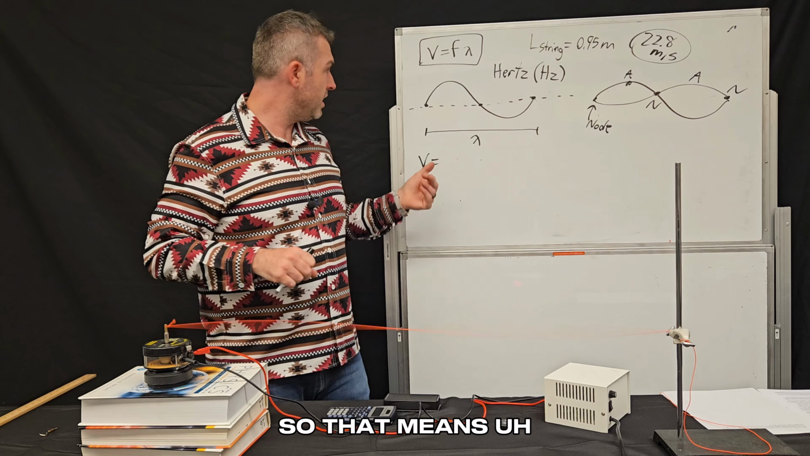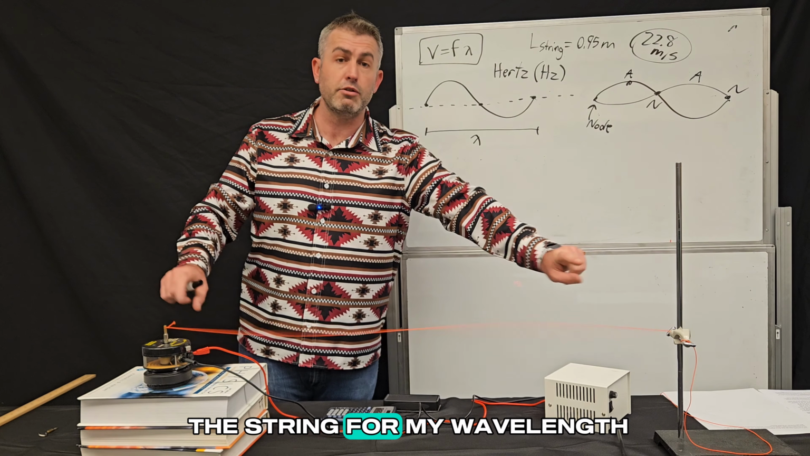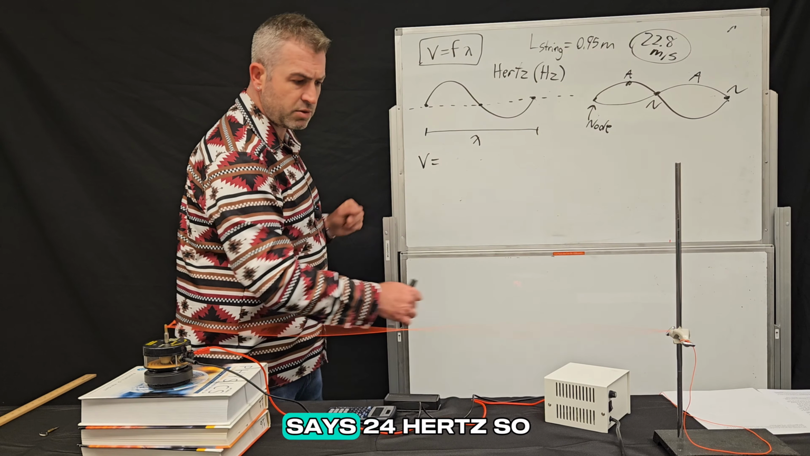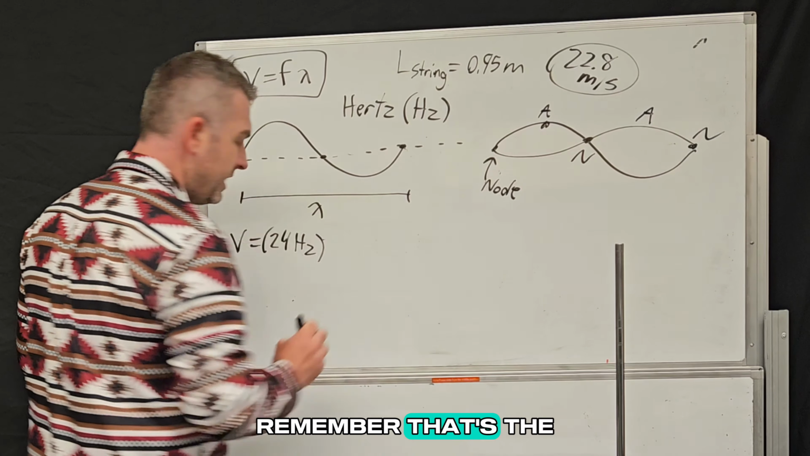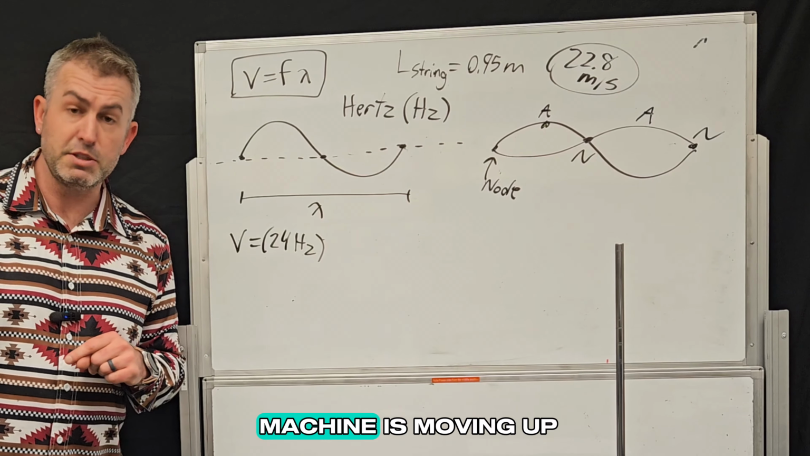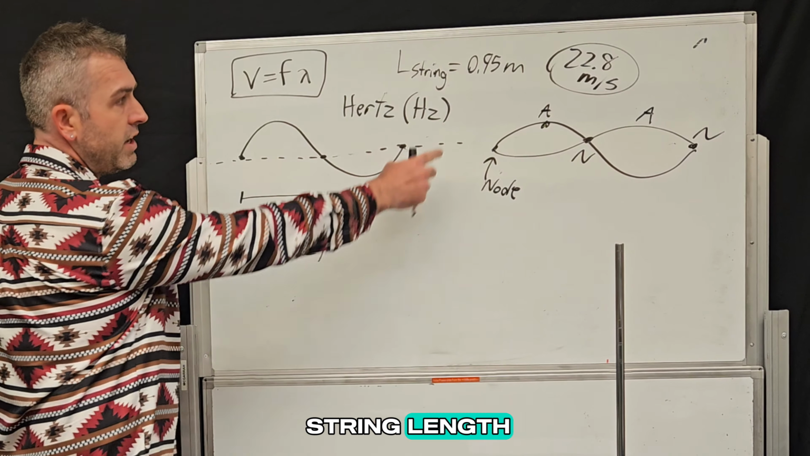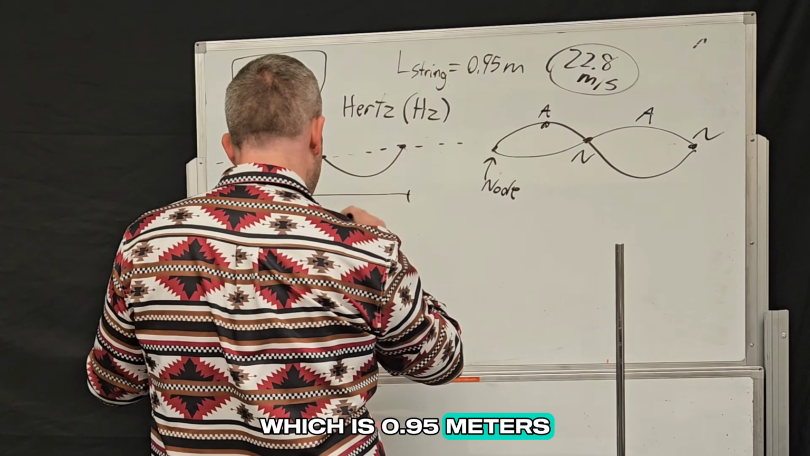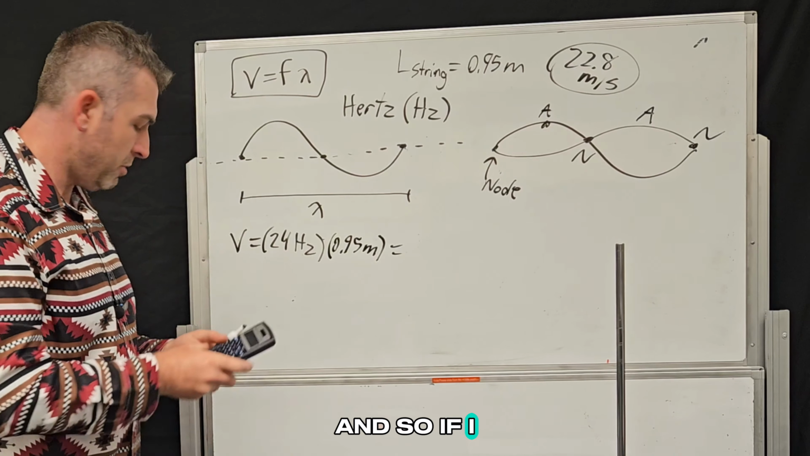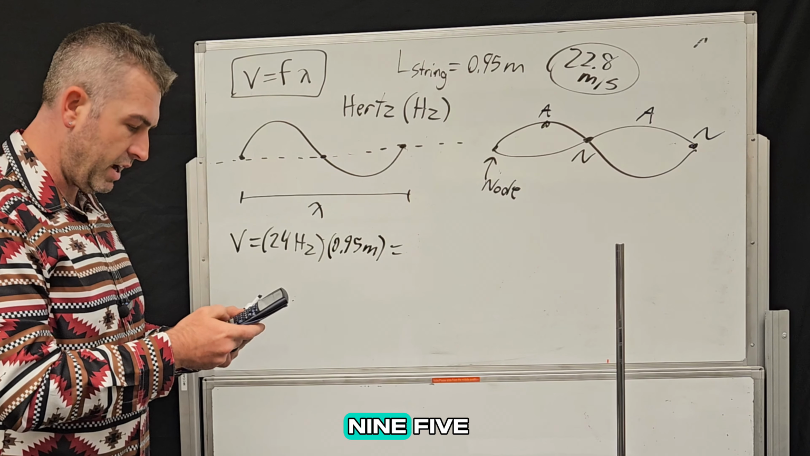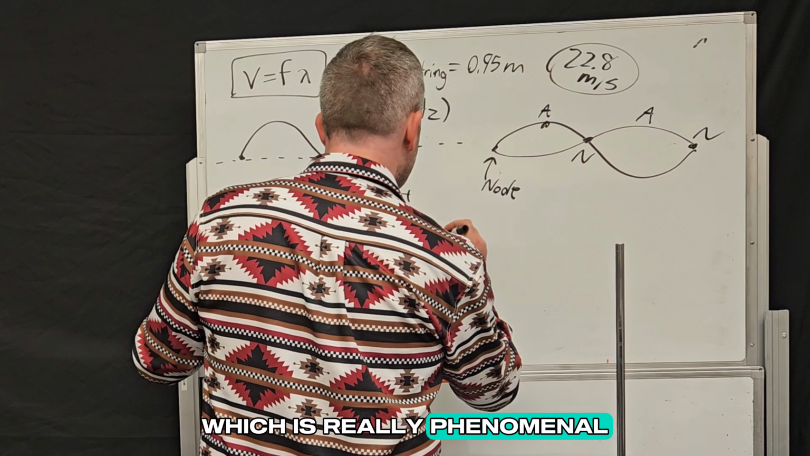So that means when we do the frequency times the wavelength, I can use just the full length of the string for my wavelength. So the frequency here says 24 hertz. So I'll plug that in. Remember, that's the number of times per second that this machine is moving up and down. The wavelength of this wave is one full string length, which is 0.95 meters. And so if I multiply 24 times 0.95, I get exactly 22.8 meters per second.